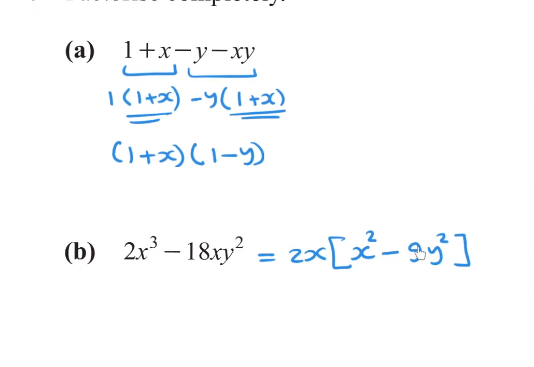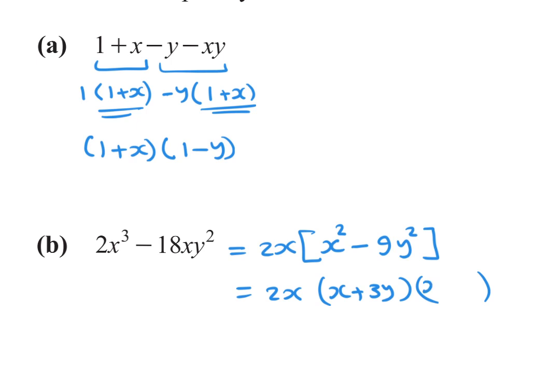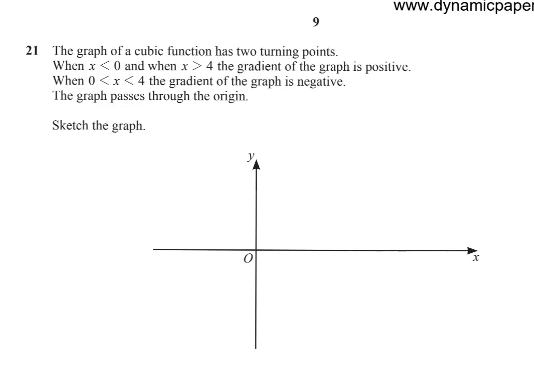For this bracket, can we factorize more? Yes. How? The difference between two squares. So 2x, two brackets: x plus 3y and x minus 3y. Because it is the difference between two squares.